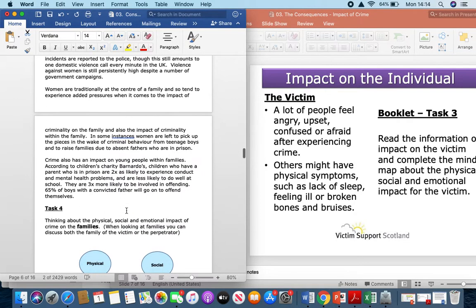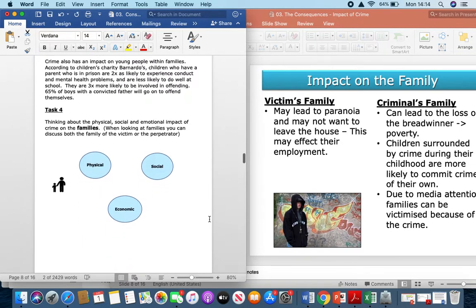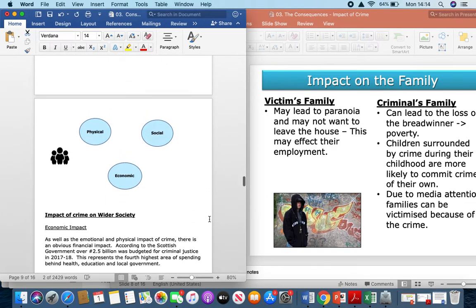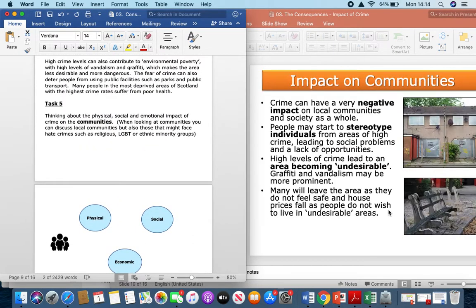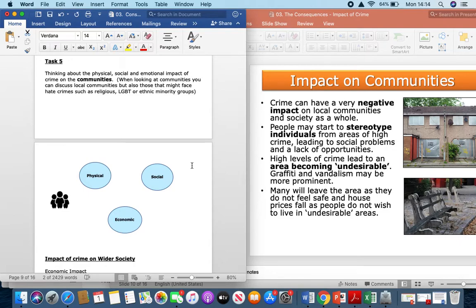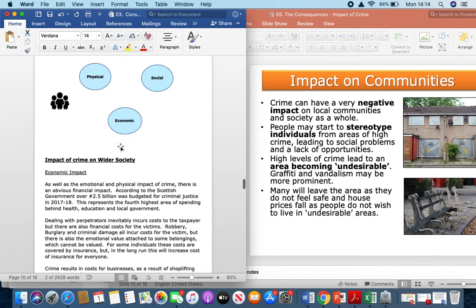So for task 4, same thing, you're doing it for the family. Okay? I'm just going to start kind of cruising through now. Task 5, you're doing the same thing for the communities. If suddenly that community starts being a dangerous place, or businesses don't want to open there, or it's a place that commonly gets robbed and things are going bad, is that a place where people are going to want to move and buy their houses? What's going to happen to how much the houses are worth and different things like that?